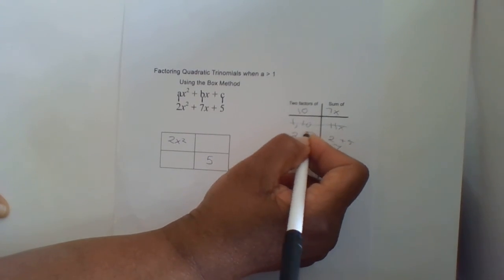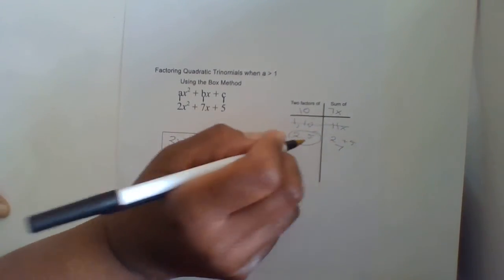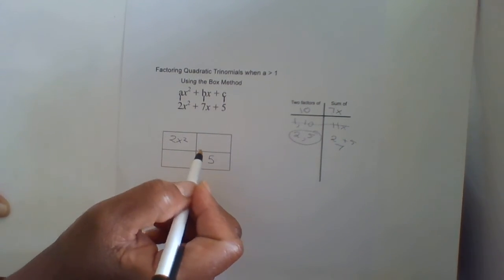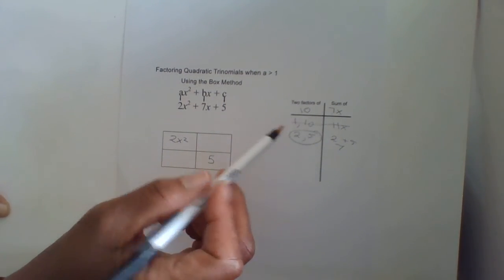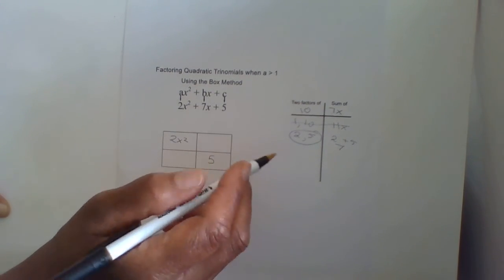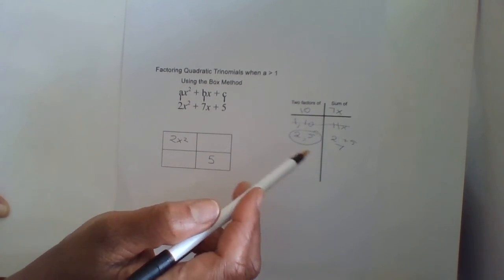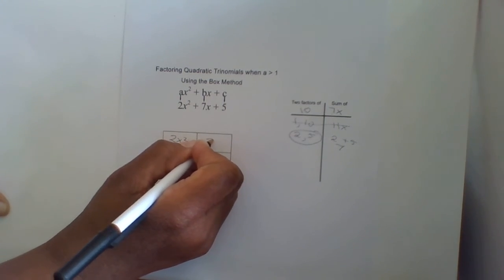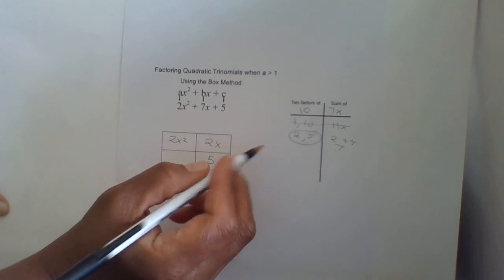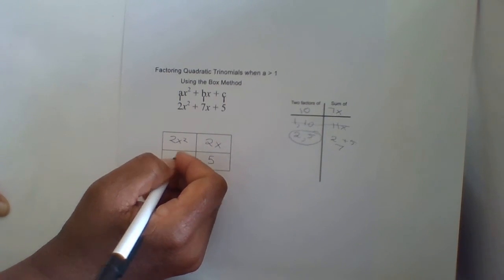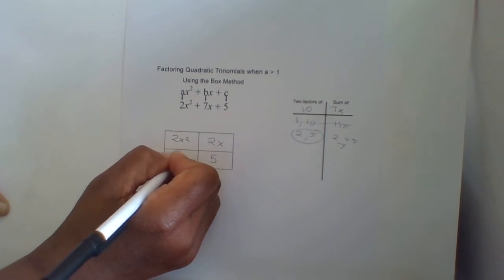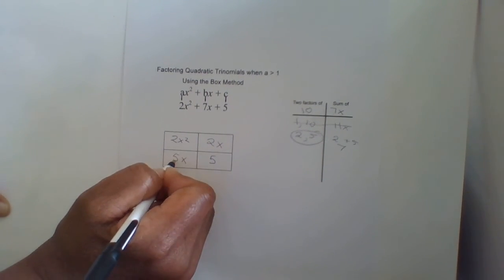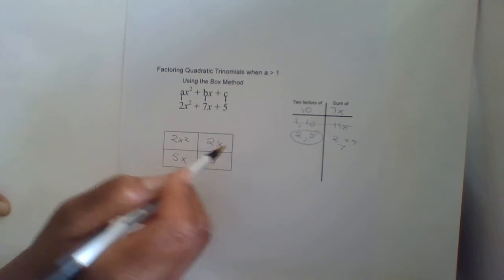So therefore, these are the two numbers or factors that I'm going to put in the remaining boxes. And it does not matter which one goes where. But you have to make sure you put an x behind the two numbers. So in this box, I'm going to write 2x. And in the remaining box, I'm going to write 5x. So if you look diagonally, 2x plus 5x is that 7x.